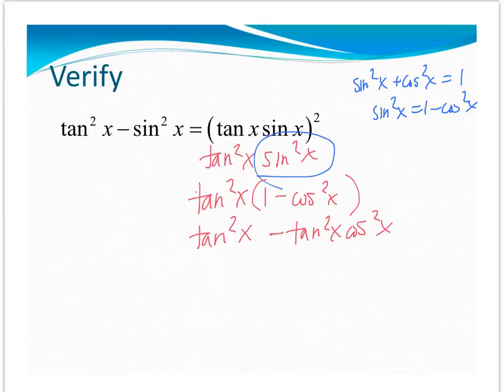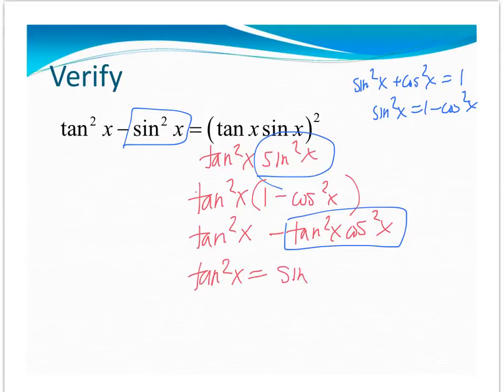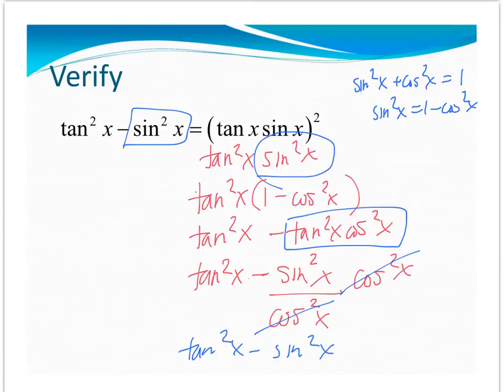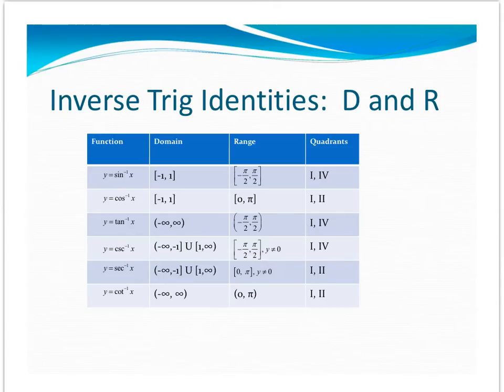Now I'm almost there, however, this right side does not match that right side. And at this point I recall my quotient identity, and my quotient identity says that tangent is equal to sine over cosine. So I can rewrite this as sine squared over cosine squared, and then voila, my cosines cancel, and now I have tangent squared x minus sine squared x, and we have verified.